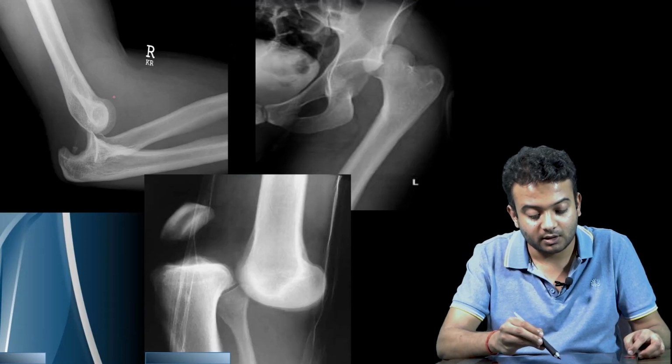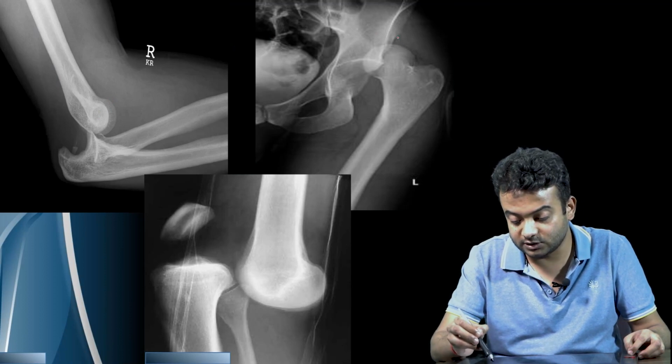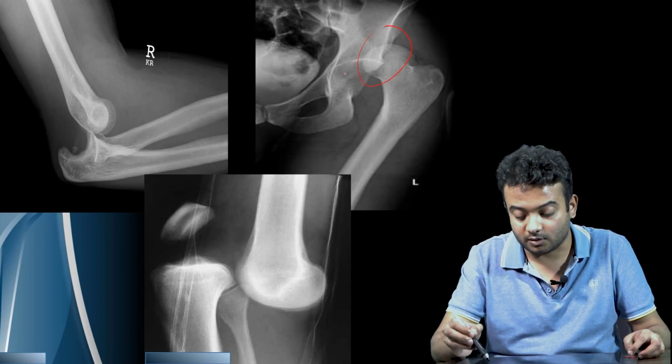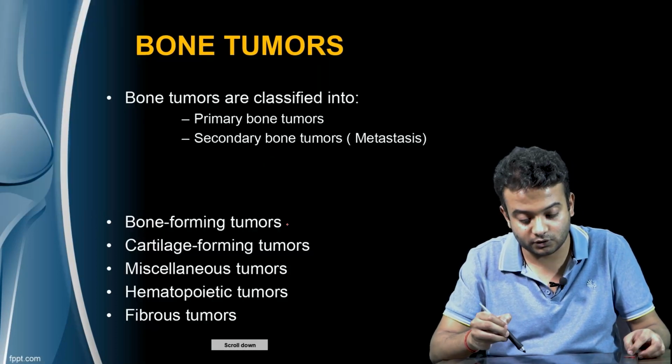This is the same thing, the anterior dislocation of the elbow. This shows further dislocation of the left hip, and this represents the dislocation of the elbow joint.